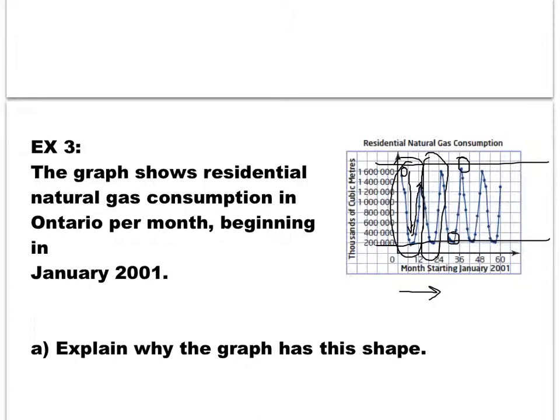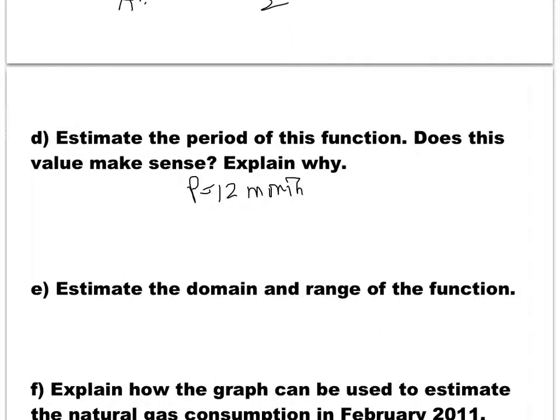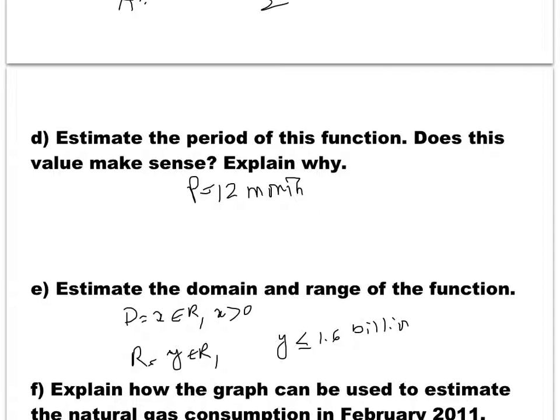So we can write the domain and range as D is equal to x in R and x greater than 0. And the range is y in R and y less than or equal to 1.6 billion, and greater than or equal to 200,000, which is 2 billion.